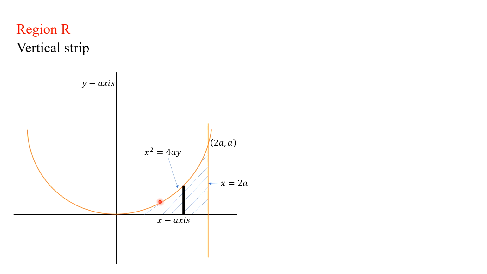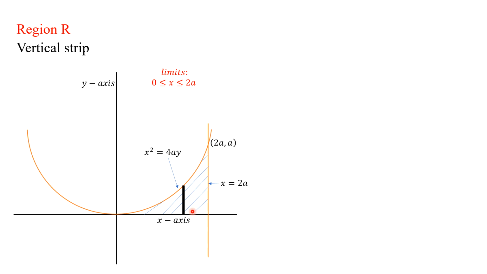Now to the left side it will move up to this line, that is the y-axis, which is x is equal to 0, and to the right it will move up to this line x is equal to 2a. Therefore limits of x are from 0 to 2a.